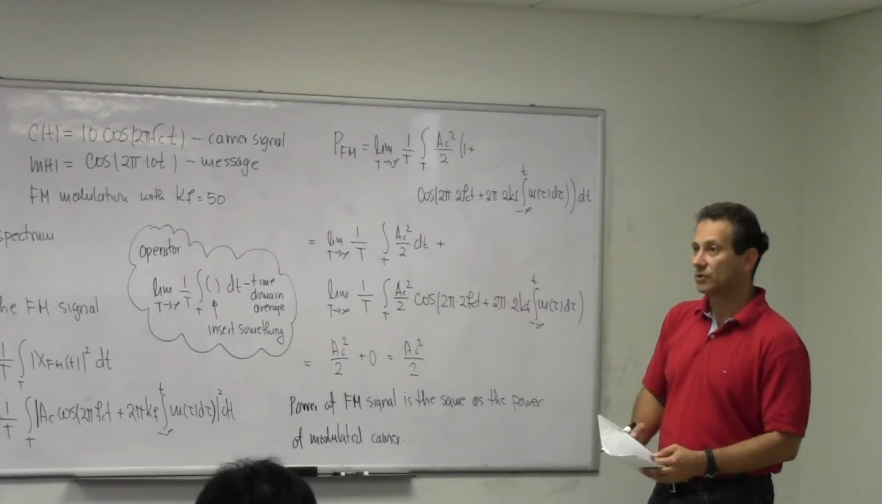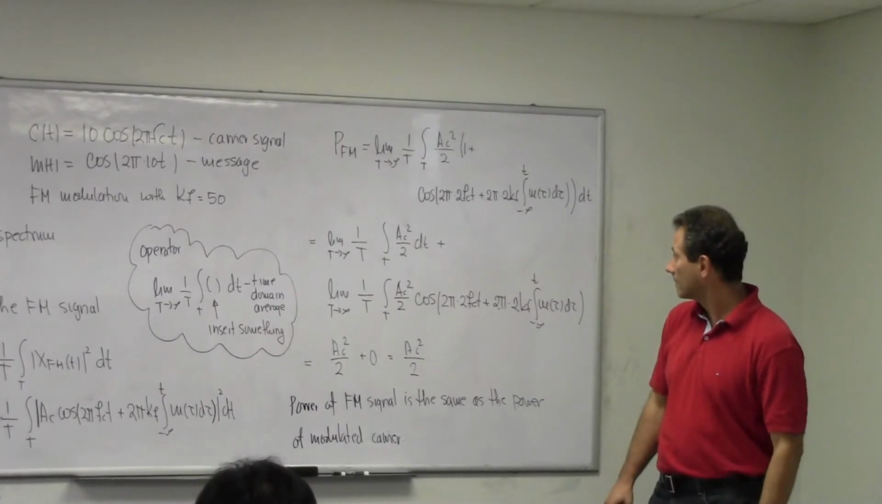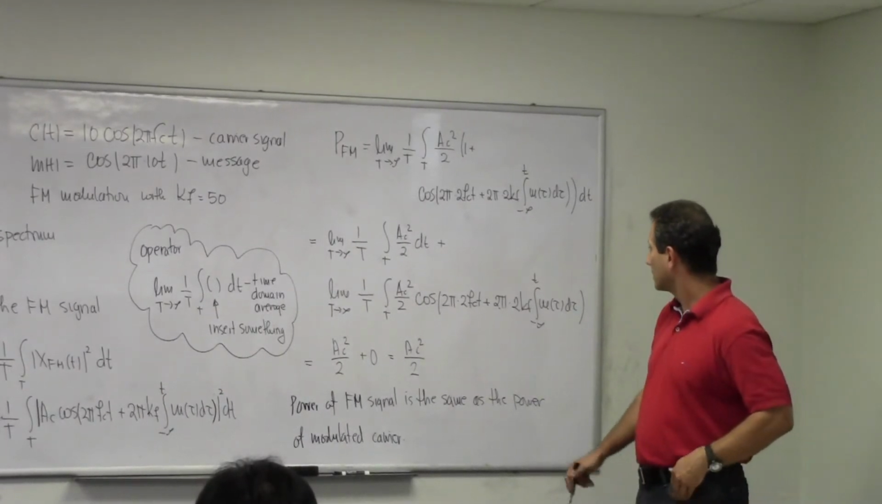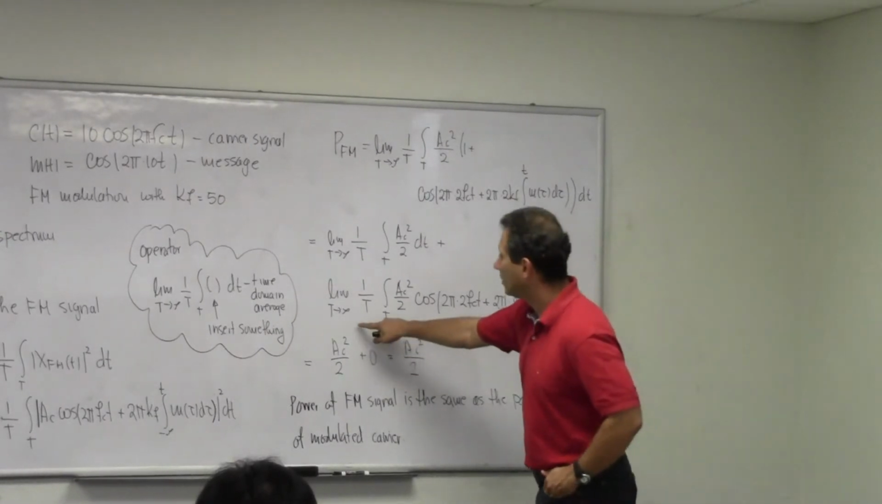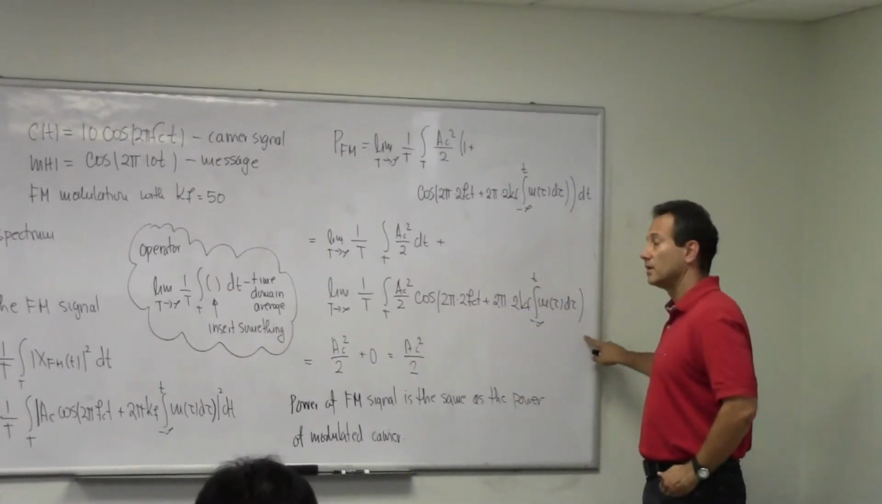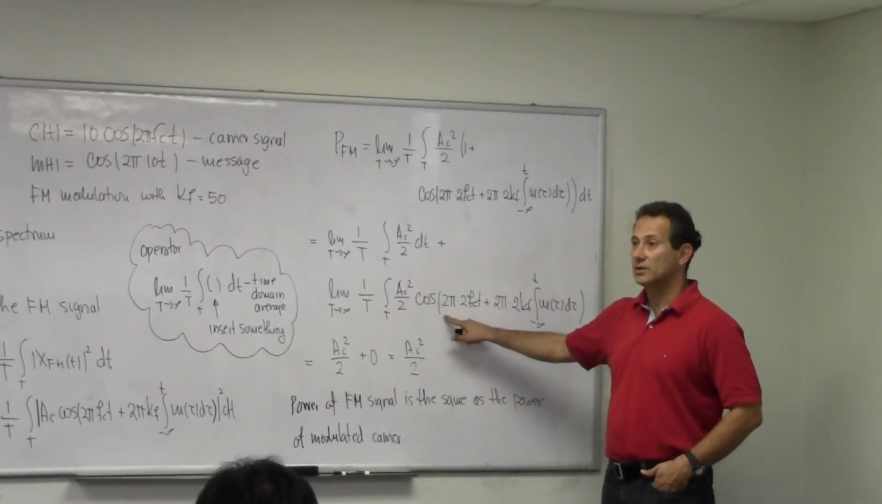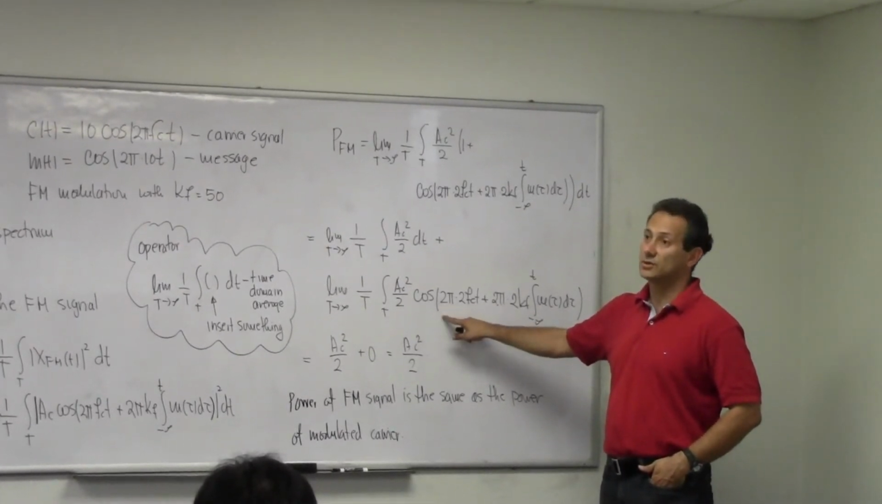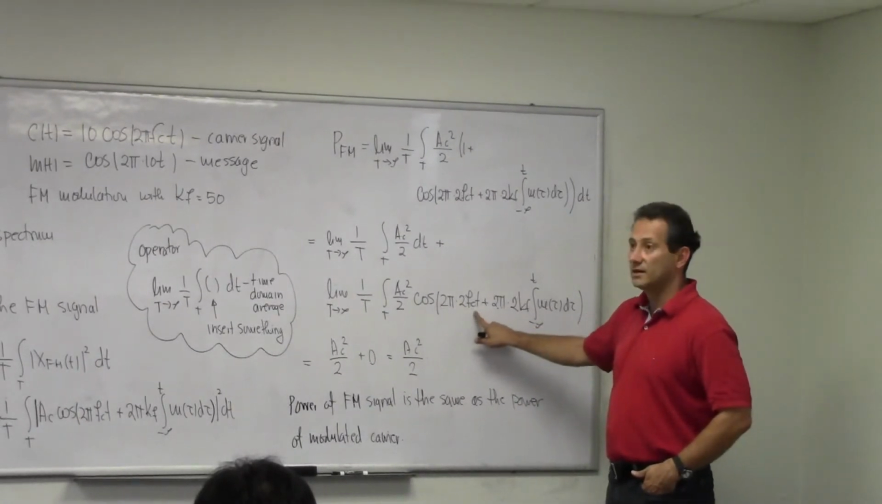additional distortion. Go ahead. Can you explain why the 2 pi kf integration from negative infinity to t of whatever goes to 0? This whole integral goes to 0. Why? Because it's averaging a cosine. What is the average of the cosine? 0. And this is a modulated carrier.